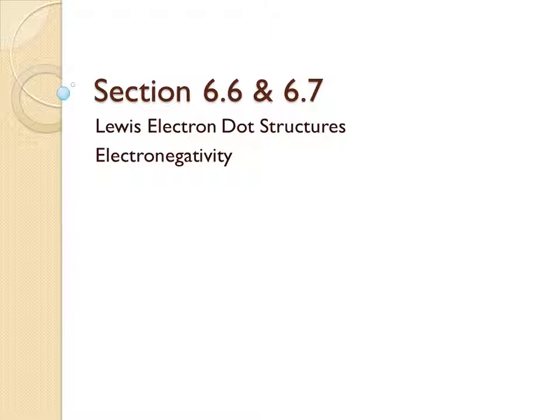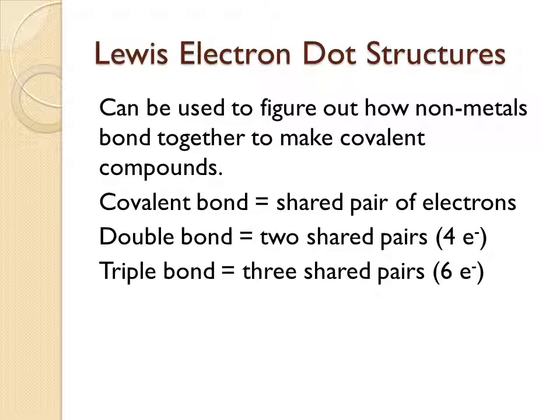All right, here's a video on section 6.6 and 6.7 of the textbook, talking a little bit about Lewis electron dot structures and also electronegativity. So the electron dot structures are used for covalent compounds, the bonding of two different nonmetals to make a covalent bond. And that means it's a shared pair of electrons. That's what a covalent bond is.